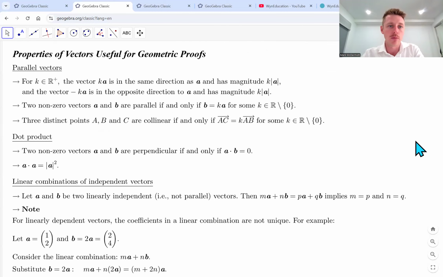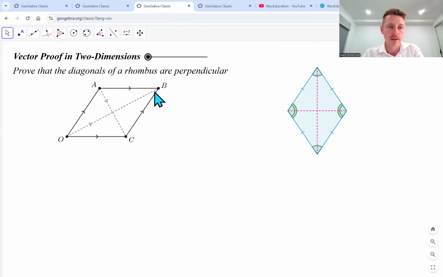Okay, let's have a look at a vector proof in two dimensions. Let's imagine we've got a rhombus. Let's remind ourselves what a rhombus is. A rhombus is a quadrilateral. It's got four sides of the same length, and opposite angles are not necessarily equal. So a square would be an example of a rhombus, but not all rhombuses are squares.